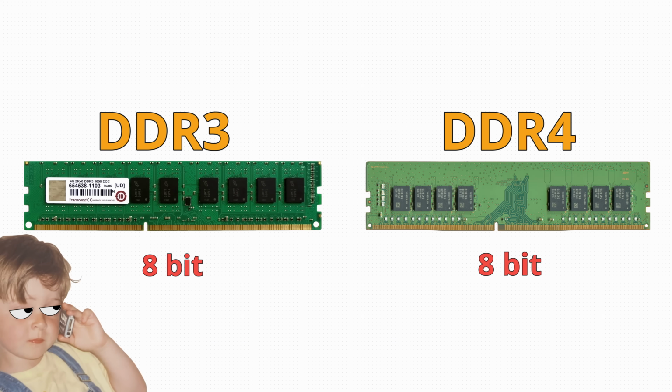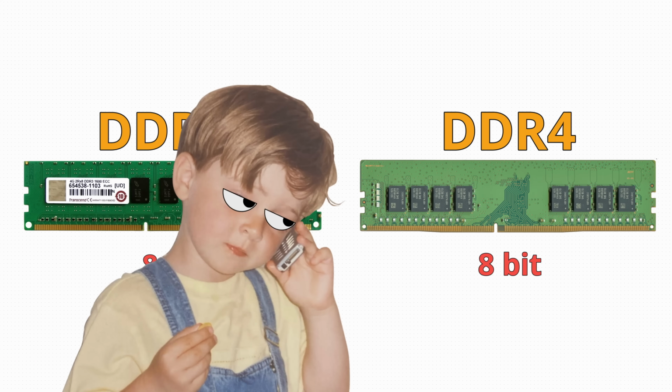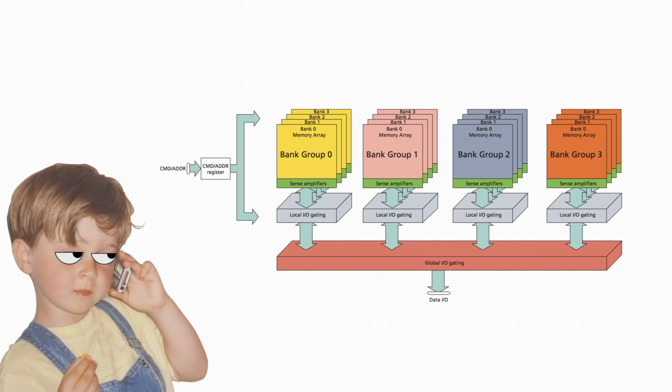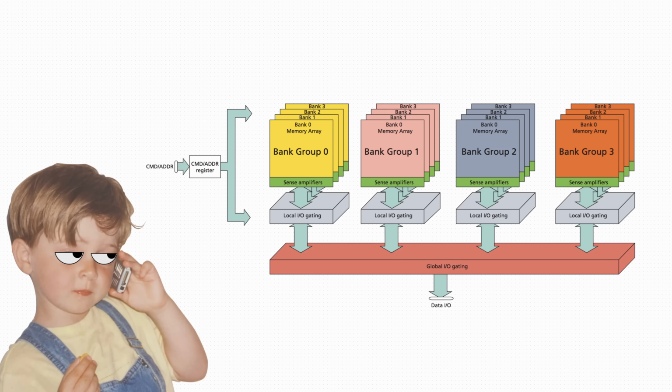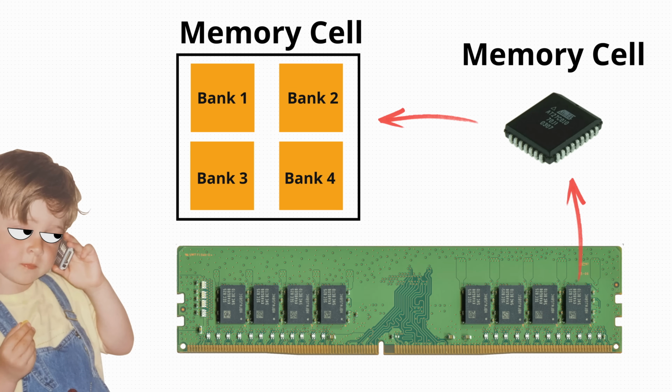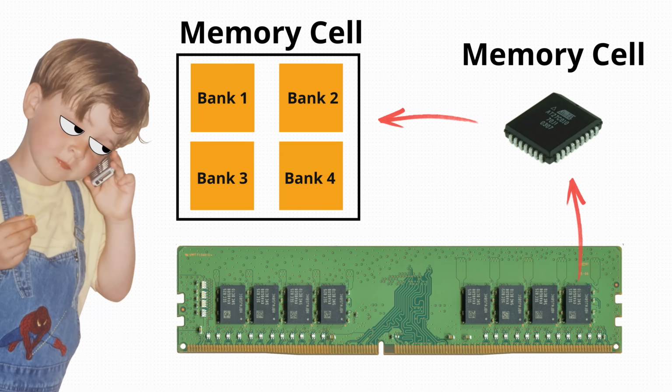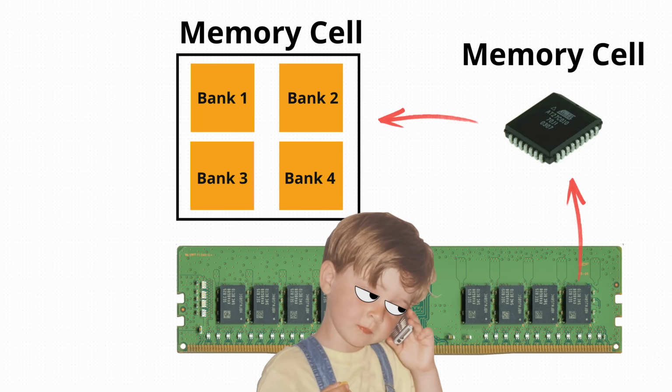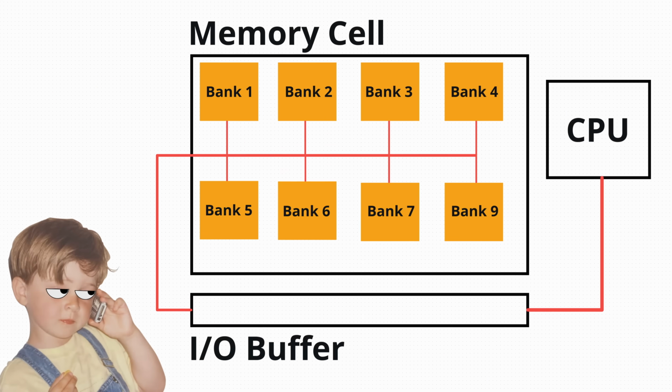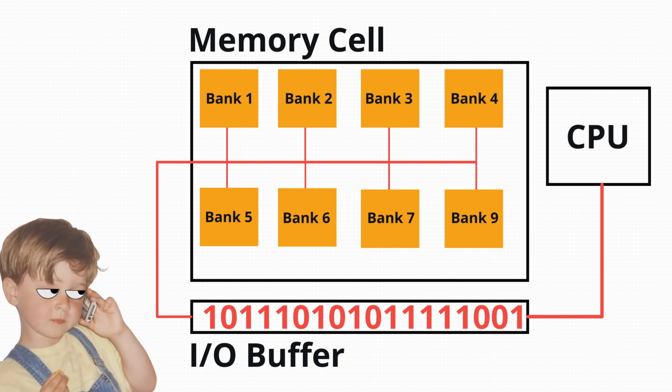DDR4. While previous generations relied on more brute force methods to increase transfer speeds, DDR4 focused on efficiency. It kept DDR3's 8-bit prefetch but reorganized the module's layout. One of the most impactful changes was organizing memory banks into bank groups. You can think of memory banks as logical segments of memory chips, those black squares on a stick of RAM that actually store data.